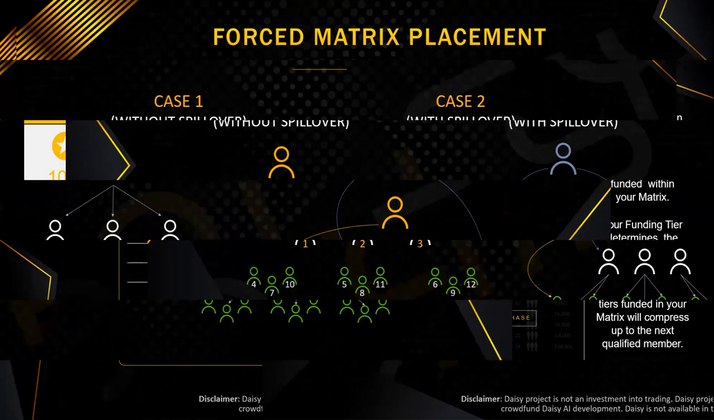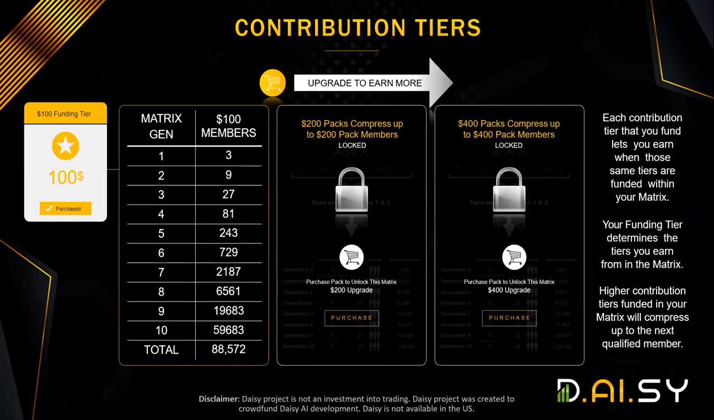All right. Sorry. So, contribution tier. Each contribution tier that you fund lets you earn when those same tiers are funded within your matrix. That's exactly what I just explained to you. Each contribution tier that you fund, meaning the ones that you buy, lets you earn when those same tiers are funded in your matrix. Your funding tier determines the tier you earn from in the matrix. And higher contribution tiers in your matrix will compress up to the next qualified member.